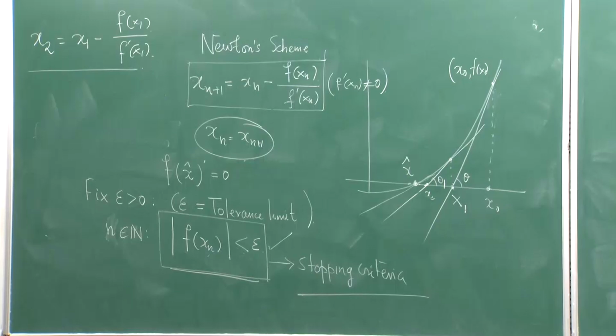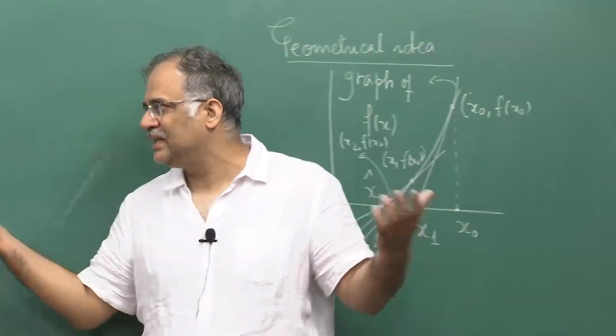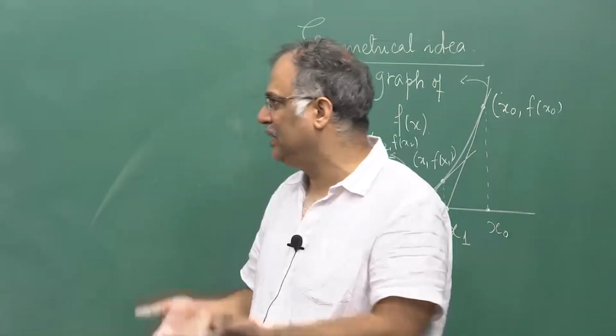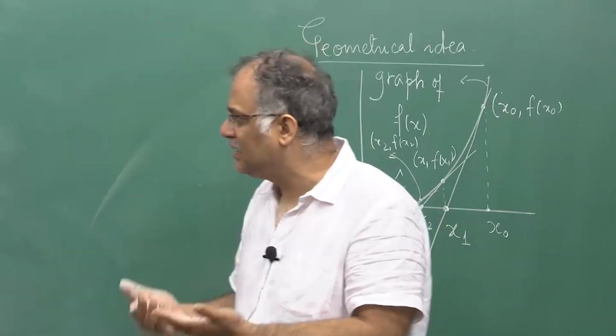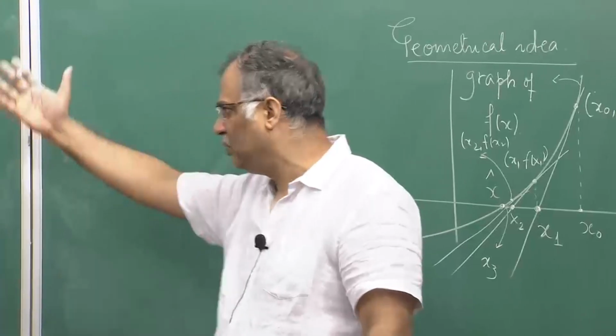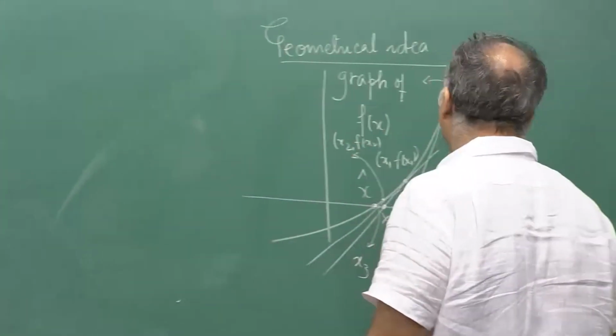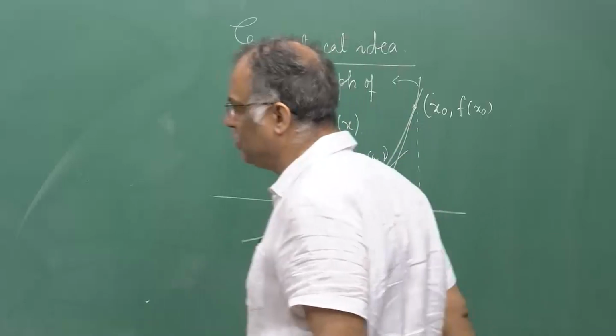But mathematically, if you assume that there is a solution x hat, then there is a delta greater than 0 such that if you take the delta neighborhood around x hat, then for any x naught in that neighborhood, we will very fast reach the solution.